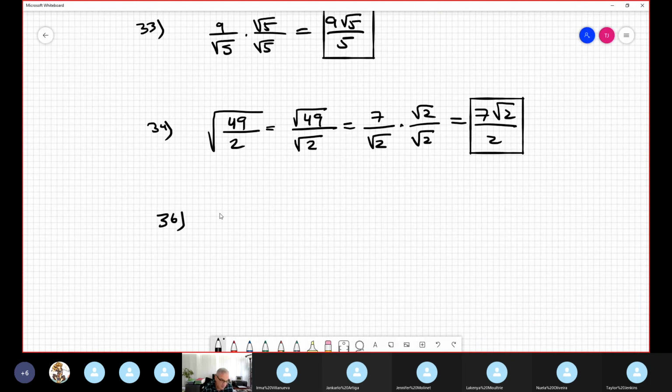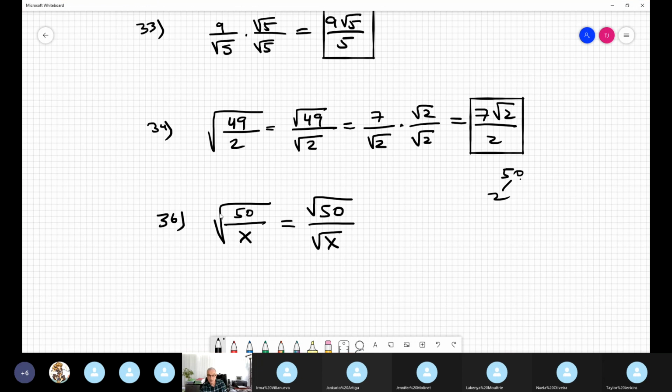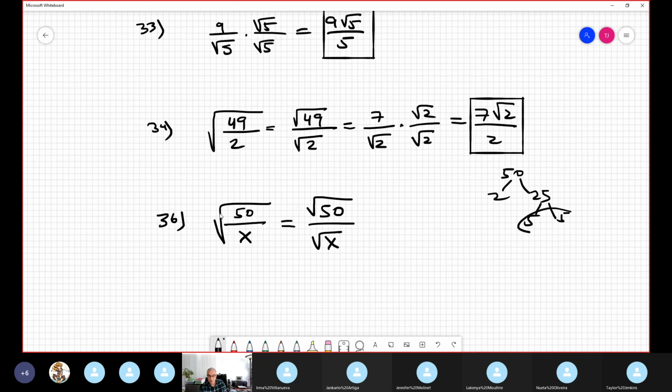36. It's easy. We are doing it in 5 seconds. 50 over x is the square root of 50 and the square root of x. And that's it? No, I need to do something. 50 is divisible by 2, which gives 25, and 25 is 5 and 5. Ah, wait, we have a couple of 5. On the top we have 5 radical 2, over radical x.